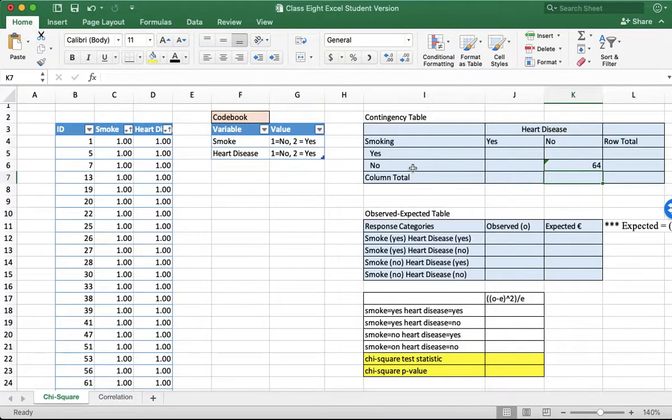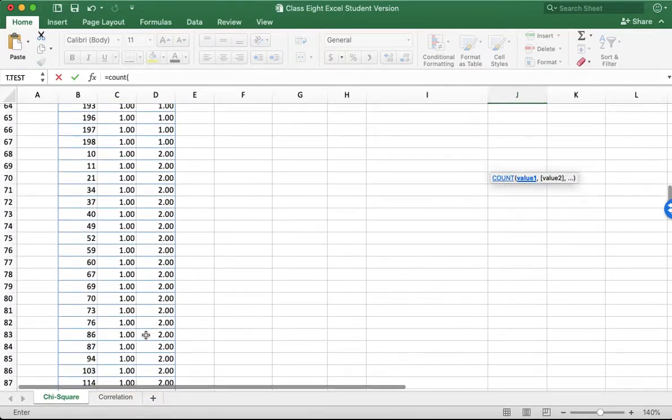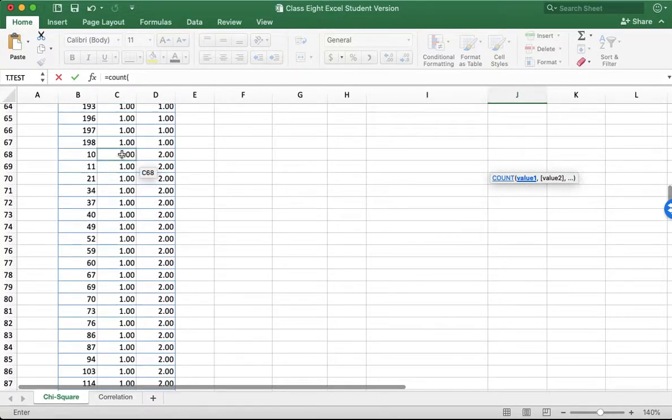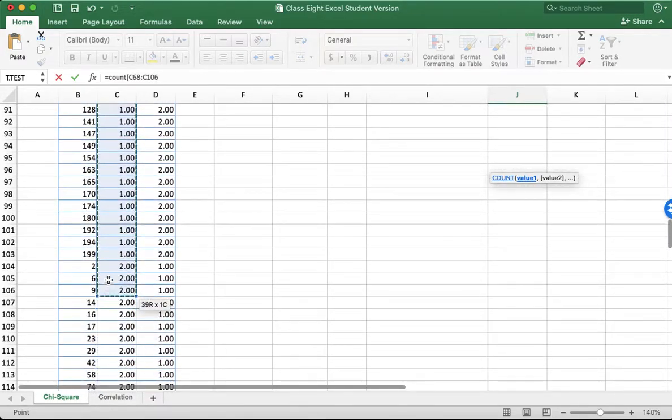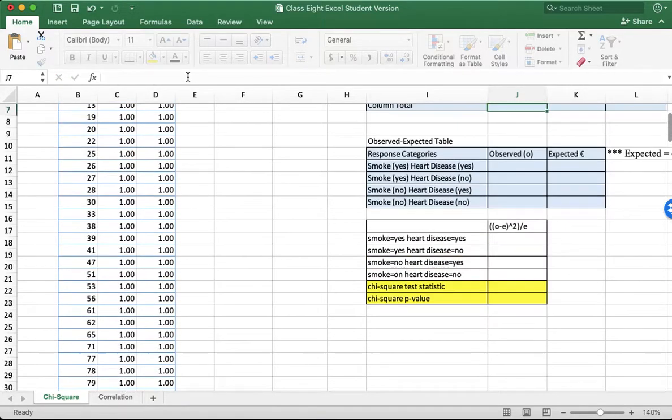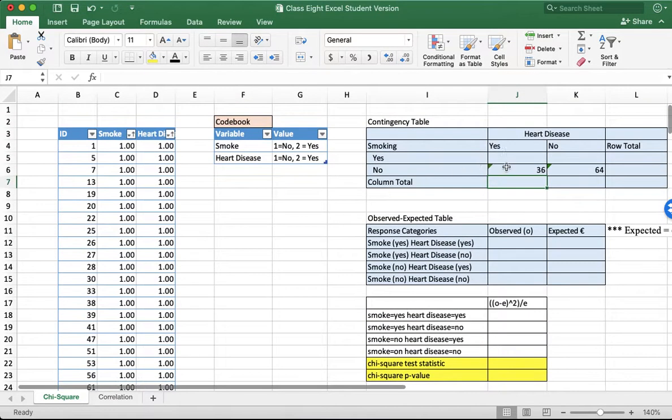or indicated that they did not smoke and did not have heart disease. Next, we'll go to the people who indicated that they did not smoke but had heart disease. So we'll do another equals count, and in parentheses, we will click and drag on all the people who indicated both a 1 and a 2, and that stops right there. We will close our parenthesis and hit return. And here we can see that 36 people indicated that they did not smoke but had heart disease.